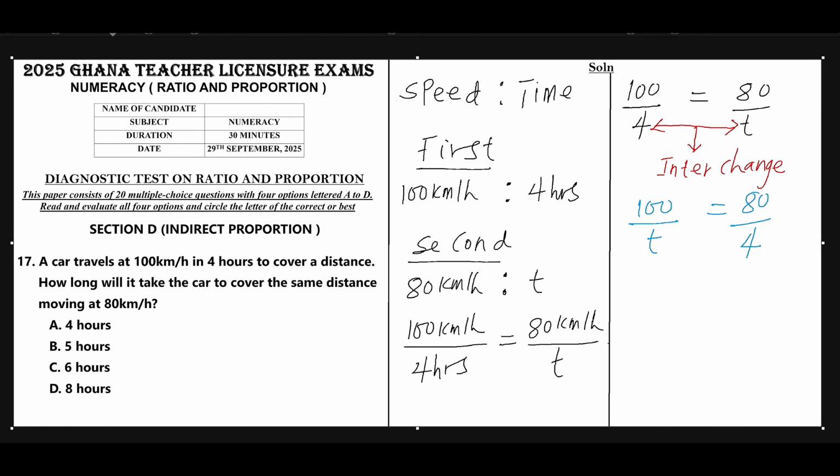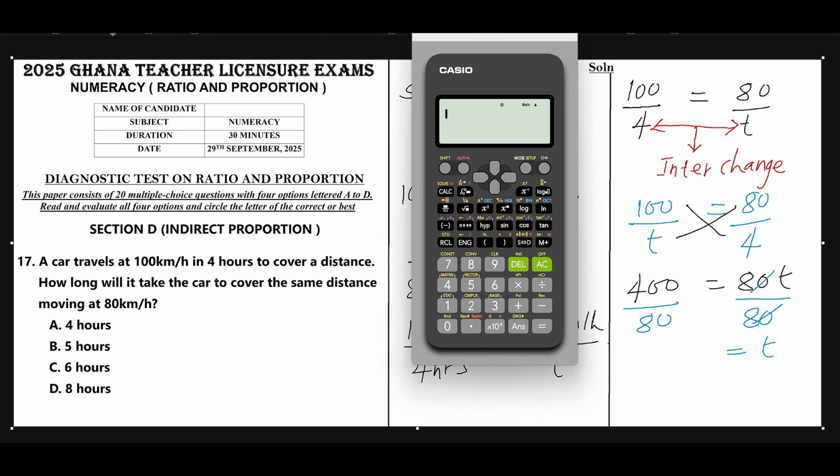So at this point, we can cross multiply. So 100 multiplied by 4, we have 400. And then t multiplied by 80, that gives 80t. Since we are looking for t, we divide both sides by 80. So 80 will cancel out, leaving t on the right. Then we have 400 over 80. So that gives 5.